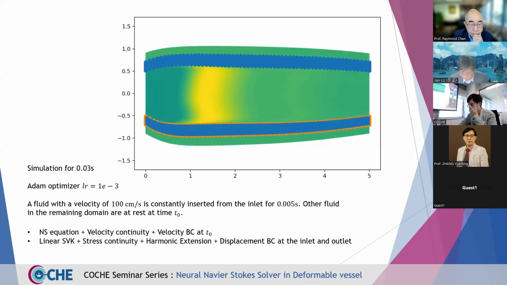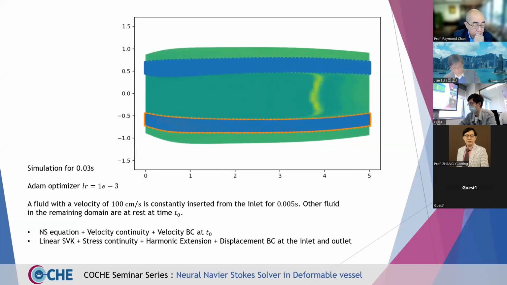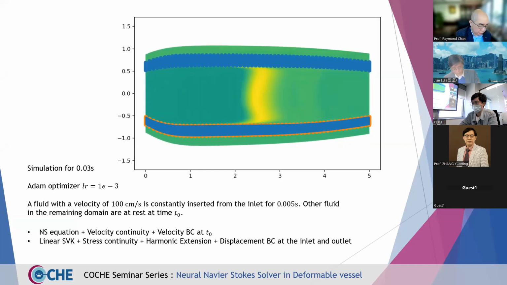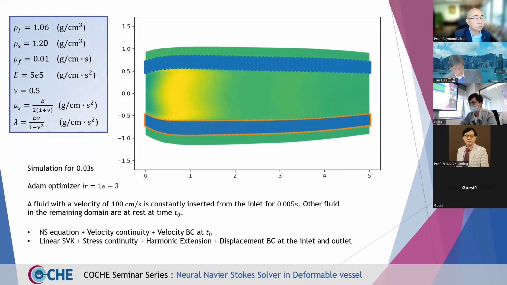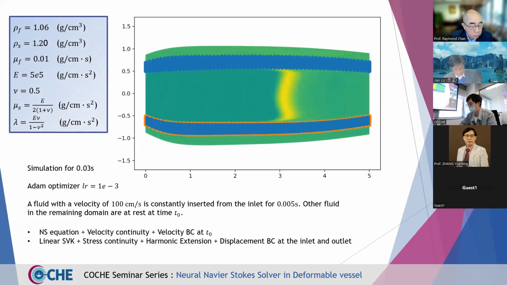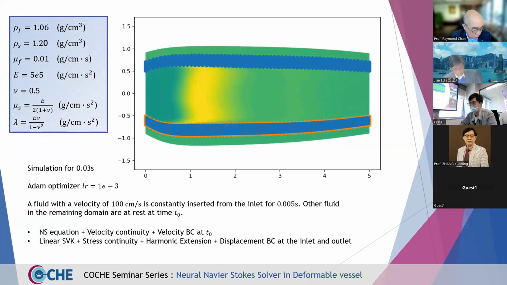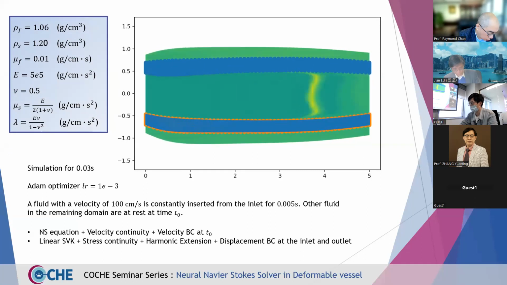So we use Adam optimizer here, and use a linear rate of 0.001. And we have some physical parameters here reported in the tag in the upper left. So we have density for the solid and the fluid, and the viscosity for the fluid, and the elasticity parameters, the Young modulus, and the Poisson ratio for the solid part. So that's all for this result.